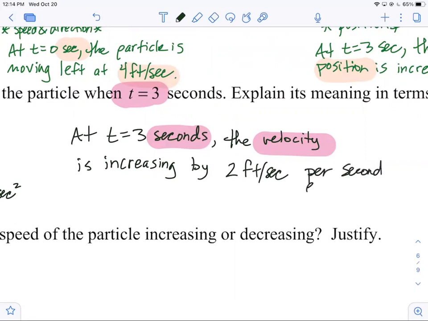But remember, I said if you're unsure, and this is what Mrs. Skurhawk is kind of getting frustrated with right now. Not frustrated, but it's one of those details, you know, the words, how College Board wants you to answer the questions. And I can't blame College Board for doing it. It makes sense to me, right? So at t equals 3 seconds, the velocity of the particle along the horizontal number line is increasing by 2 feet per second each and every second, right? Perfect. Well done.